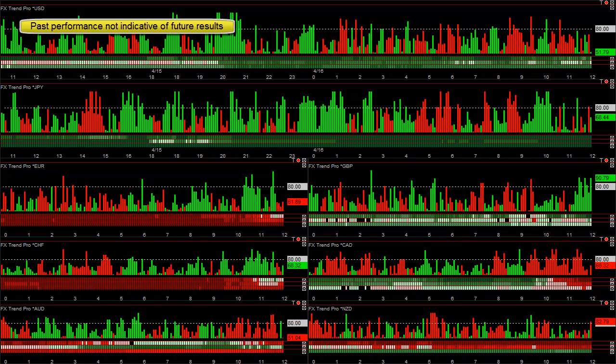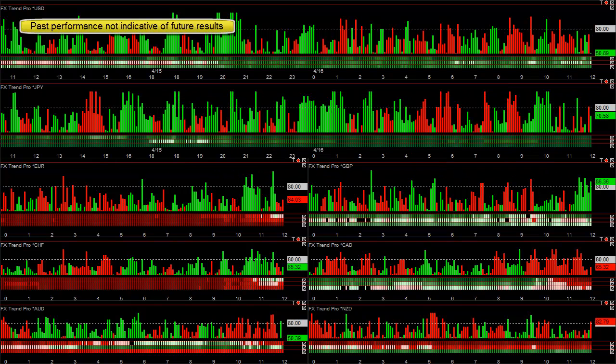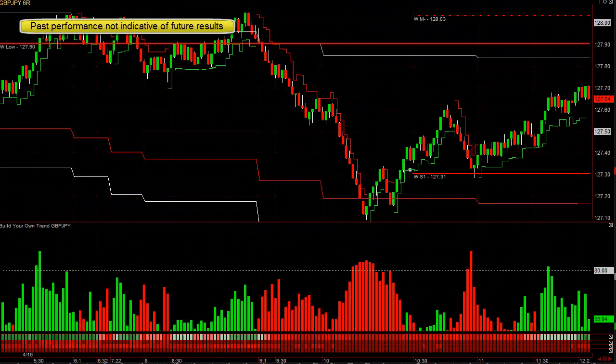Let's see what was the strongest at that time. The pound was already relatively strong at 11:30. So the pound yen, pretty decent one, 11:30, 11:38 to be buying. Pound yen. Let's take a look at this.